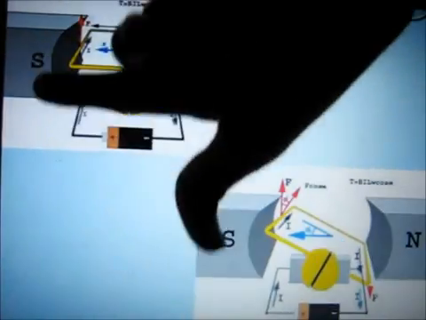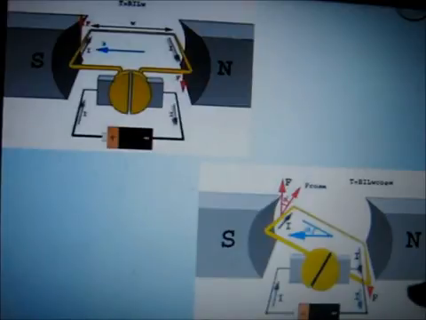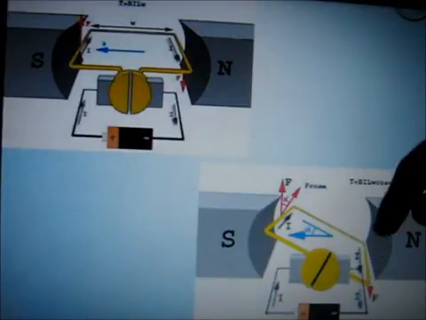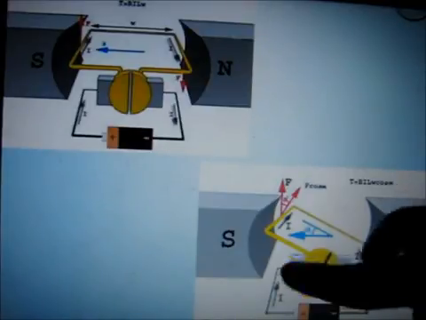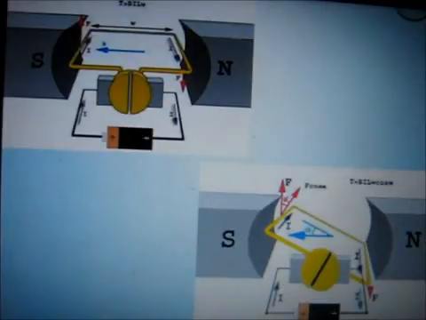So, the thumb goes downwards, and hence the second picture shows the force is experienced in the downward direction and the rotor moves. That is, the rectangular loop moves. We will learn it in brief in the next part, where we have an animation video.